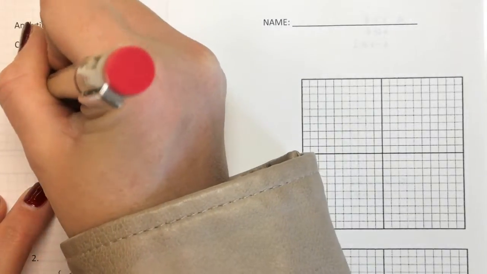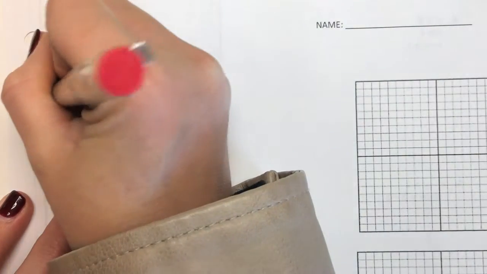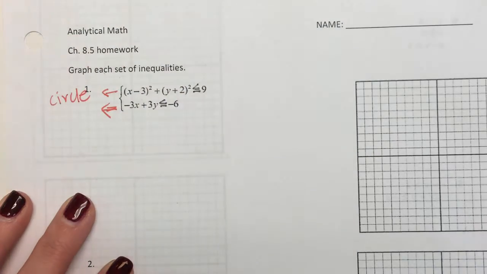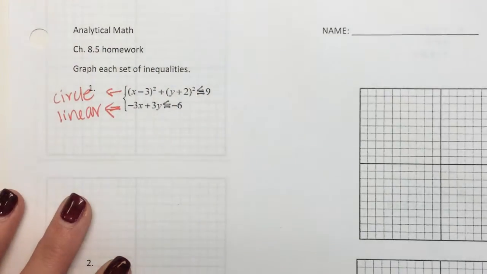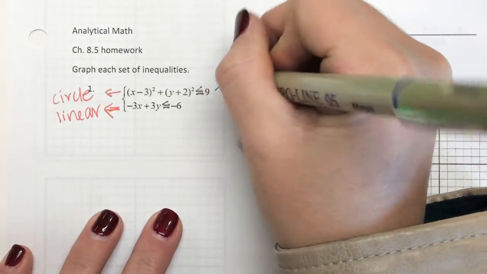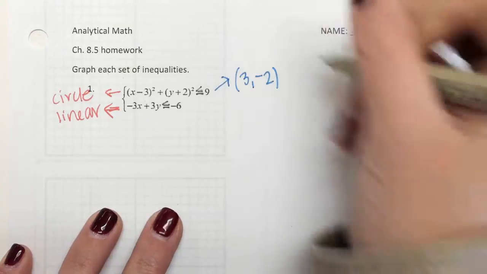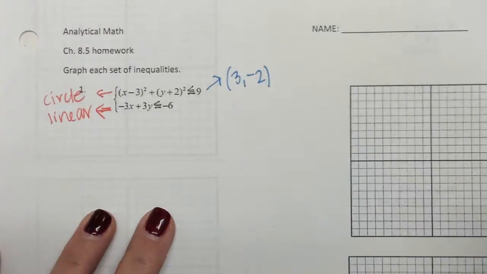First of all, what kind of graph is this first function going to make? A circle. What about the second one? Linear. Good. So you should have a circle and a line. How do we graph circles? What do we graph first? What is that called? The center. Good. And what is the center of this one? Yeah, because you have to change the signs, right? Change the sign. Now graph that. 3, negative 2.